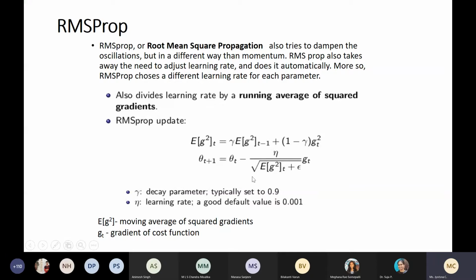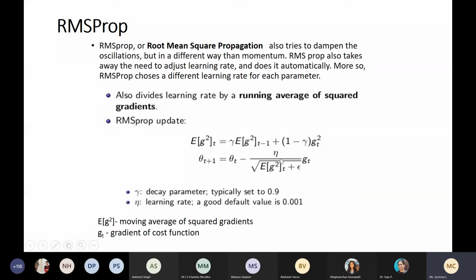We will look at the second formula first, that is the new weight. Theta t plus 1, the new weight, is equal to the old weight minus... Please compare with the old formulas. How was the old formula? New weight is equal to old weight minus learning rate into gradient. Instead of that, how is the formula changed? It is learning rate divided by a particular value. What is that value? E G square. I had written it here, it is the average of squared gradients.